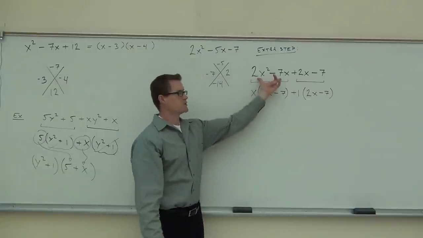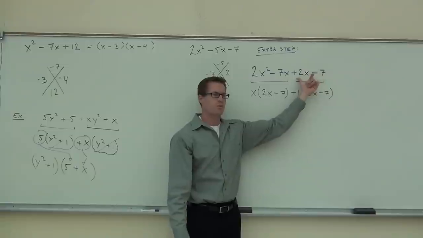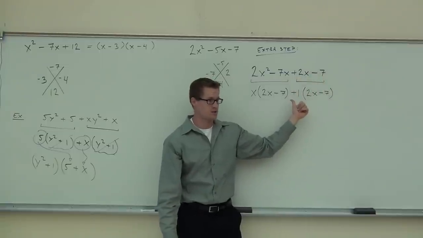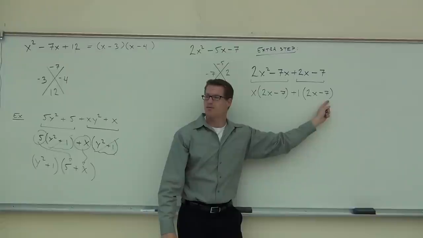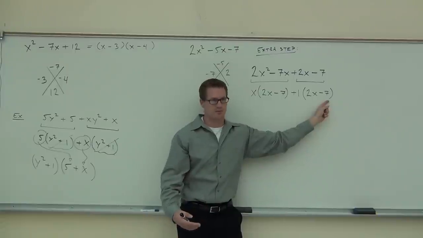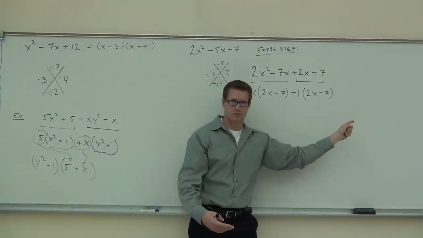We group the first two, we see we factor out an x. We group the second two, there's nothing to factor out besides a 1. Now here's how you tell you've done this correctly. This and this should be exactly the same. If they're not, you've made a mistake. Go back and fix it. If you've done this correctly, this has to work. Are you with me on this?